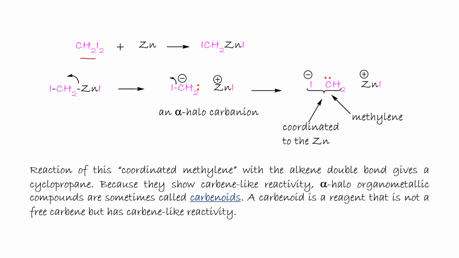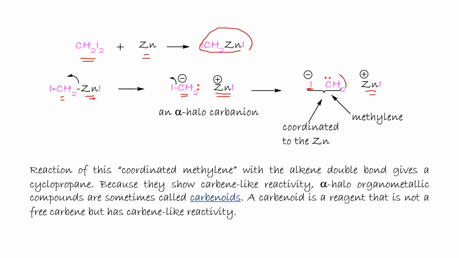So what's going on? The diiodomethane reacts with zinc to form iodomethyl zinc iodide. If we look at this species, zinc is more electropositive than carbon, so the zinc will be carrying the positive charge and CH2 carries the negative charge. But iodide, which is more electronegative than carbon, will take the negative charge, so it will be negative here and zinc in here.